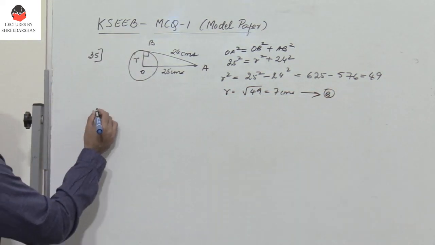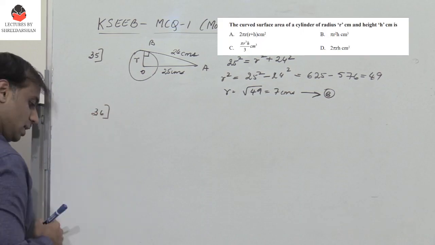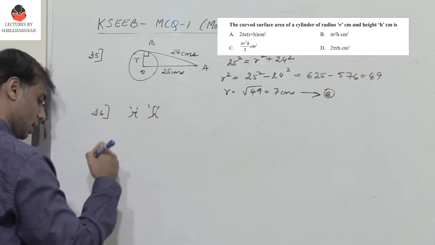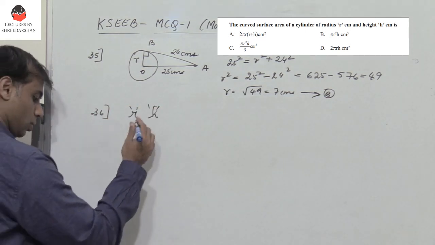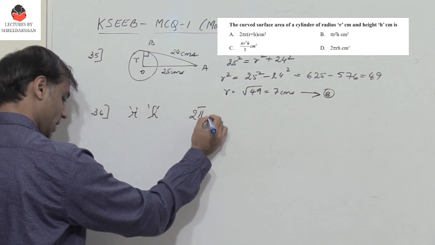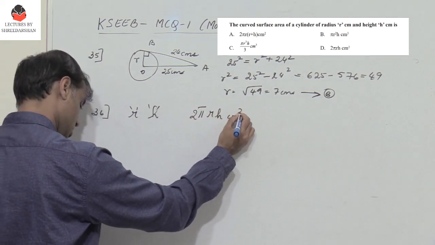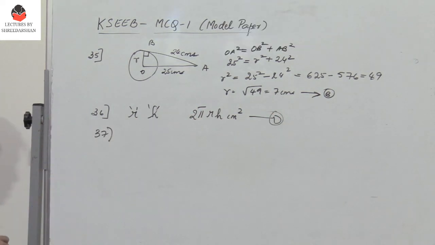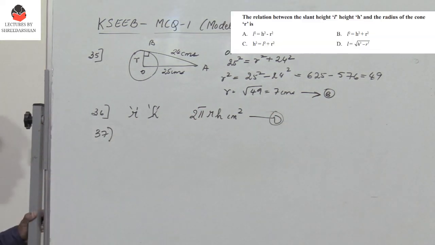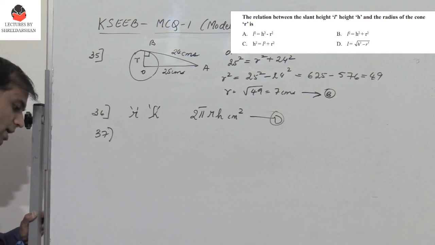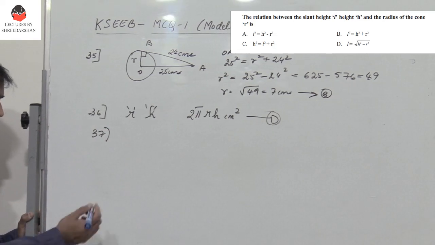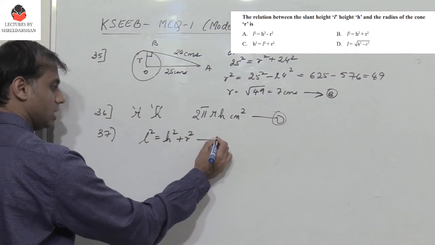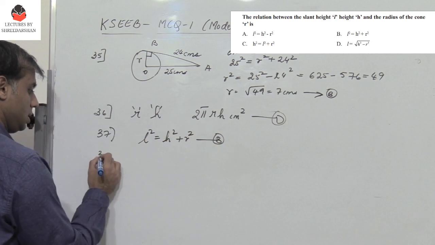Next, 36th one. The curved surface area of a cylinder of radius r and height h. A direct formula question. It is 2 pi r into h centimeter square. So the option is D. A very simple one. 37. The relation between the slant height L and the height h and radius of a cone r is. So we know that L square equals h square plus r square. Again a direct question. The option is B.